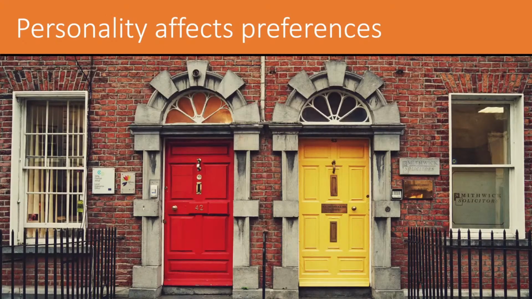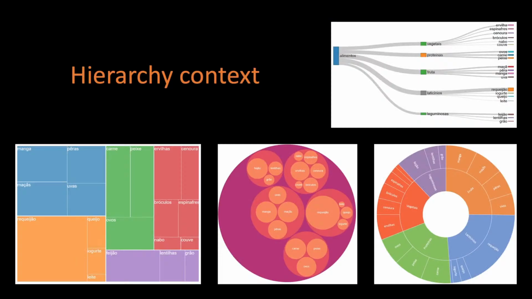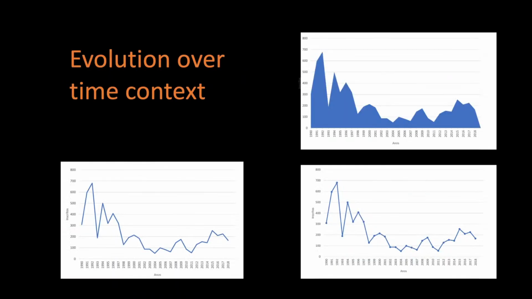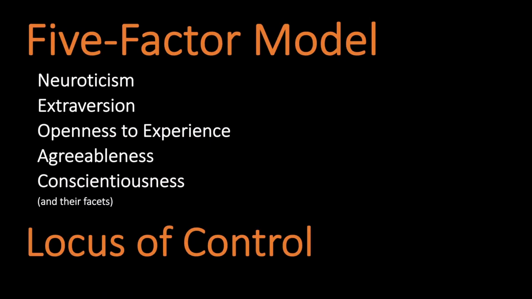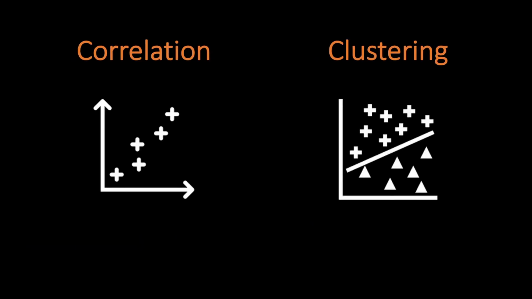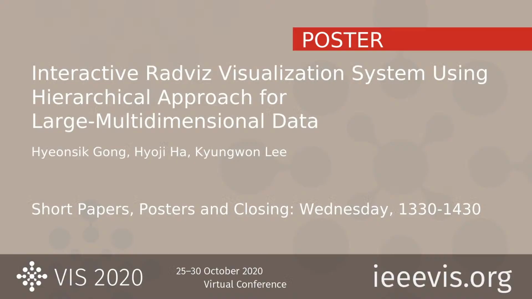Nowadays, technology is developed for a single audience, assuming that one size fits all. Nevertheless, we all have individual differences, such as personality. Taking into account how personality affects preferences, we study whether it has an effect on hierarchy, evolution over time, and comparison context regarding information visualization. We leverage all personality variables from the 5-factor model and the locus of control with correlation and clustering approaches, showing promising results.